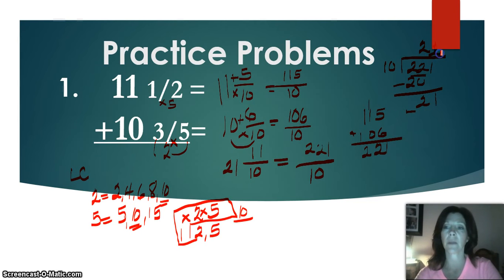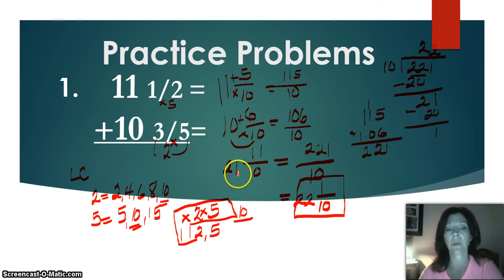10 divides into 21 2 times, sorry about that. 10 times 2 is 20. Subtract, you have a remainder of 1. So 10 divides into 221 22 whole times. Remember, your denominator stays the same. It is 10. Your remainder is 1. I'm going to put a large square around this because remember, that's my answer.